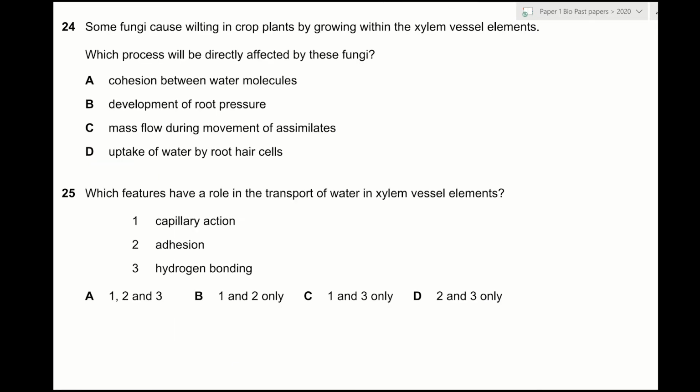Question number 24. Some fungi cause wilting in crop plants by growing within the xylem vessel elements. Which processes will be directly affected by these fungi? So here we're talking about water transport. Now let's start with A, cohesion between water molecules. As mentioned here, wilting has happened in the xylem vessel elements, and this disrupts the cohesion column.